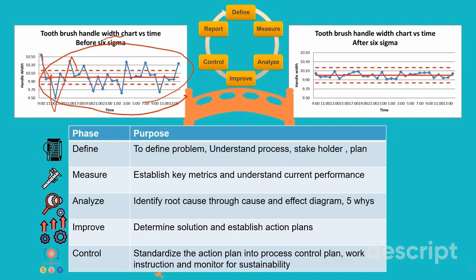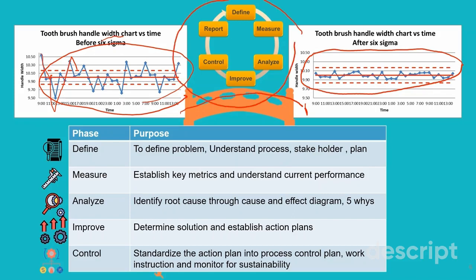The desired output width should be the customer specs. Therefore, at the end of the day, we want the process to behave this way, where there is very little variation. How should we do this? In order to bridge this gap, we have to use a systematic approach called Six Sigma, which consists of step-by-step phases of define, measure, analyze, improve, control, and also report.